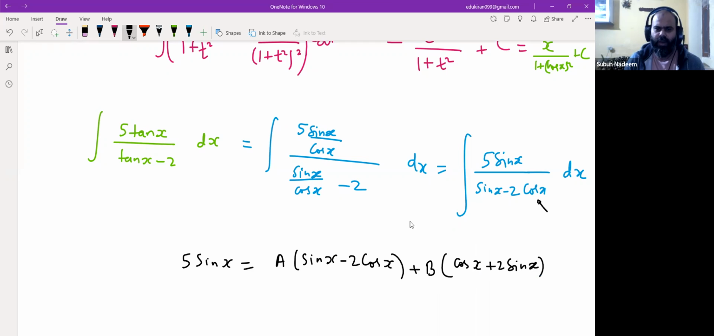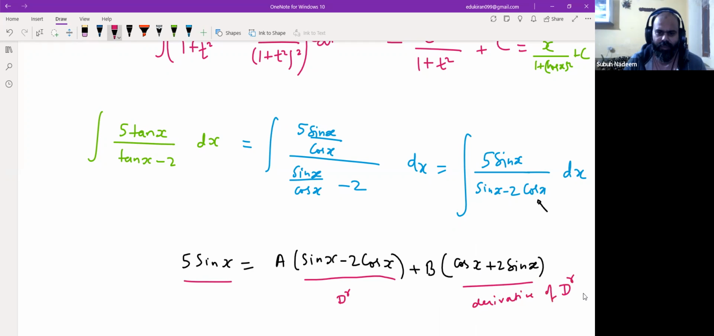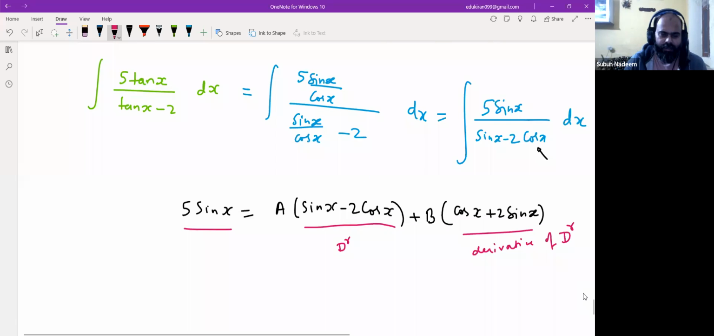Have you understood this part? That I have divided 5 sin x into one part, which is the denominator, and another part, which is the derivative of the denominator. Now we don't know what capital A and capital B are. But can we find such A? Please can you explain this step again?